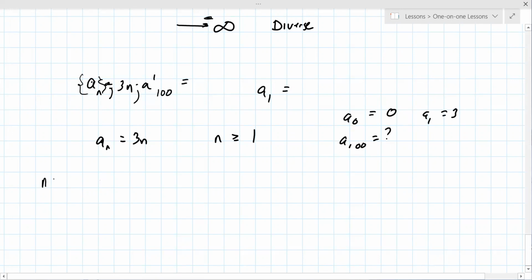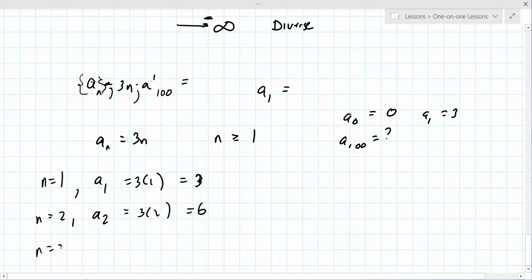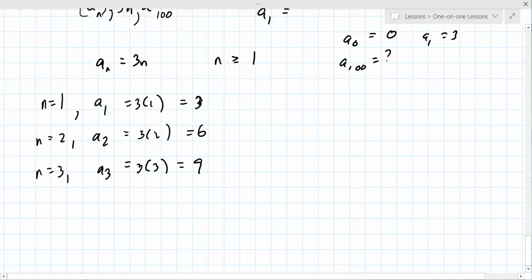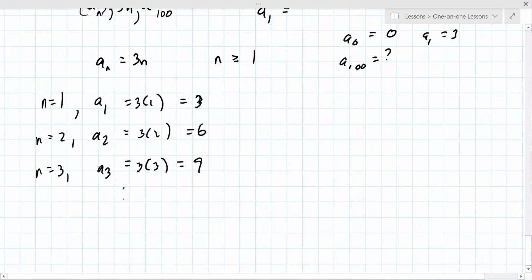It's kind of a process here. n equals 1, so a sub 1 equals 3 times 1, which equals 3. n equals 2, a sub 2 is 3 times 2 equals 6. n equals 3, one more time, a sub 3 equals 3 times 3, which is 9. Okay, so now you could do this forever, right? Or you could just say, if I need the 100th term, it's 3 times 100, which is 300.